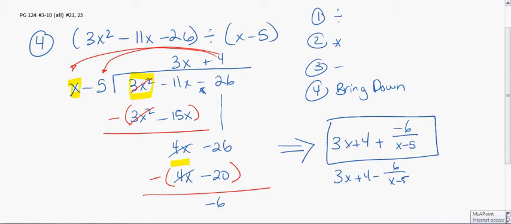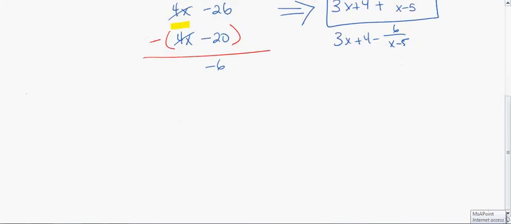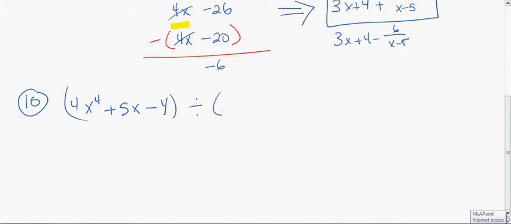Let's do number 10. That one looks a little scary, right? We've got a trinomial and a trinomial. So number 10 would like us to divide 4x to the 4th plus 5x minus 4 by the polynomial x squared minus 3x minus 2.